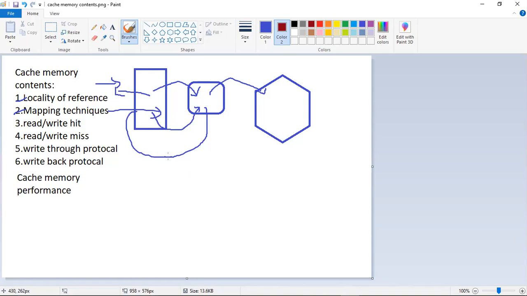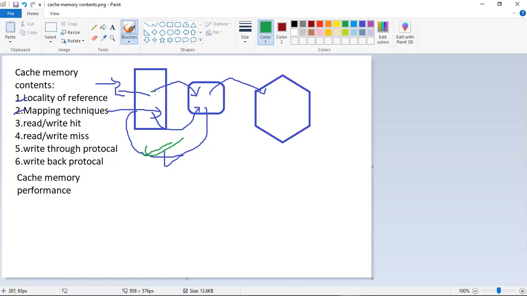This becomes a hit. So what happens here? Here we quickly get the data. Whenever a user tries to access a query, the CPU quickly gives the information. Then we get a hit.